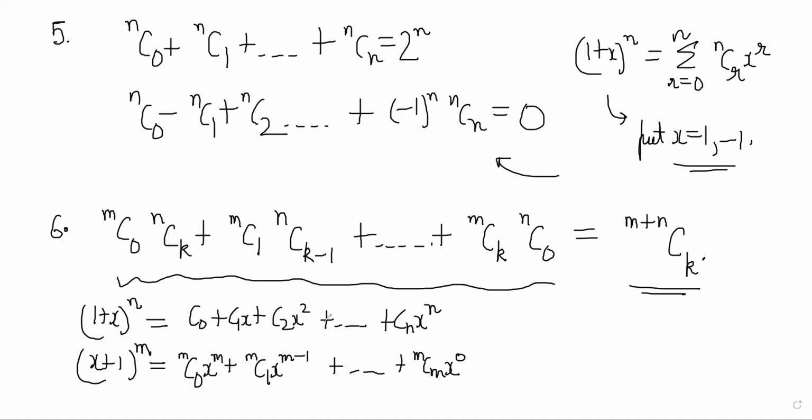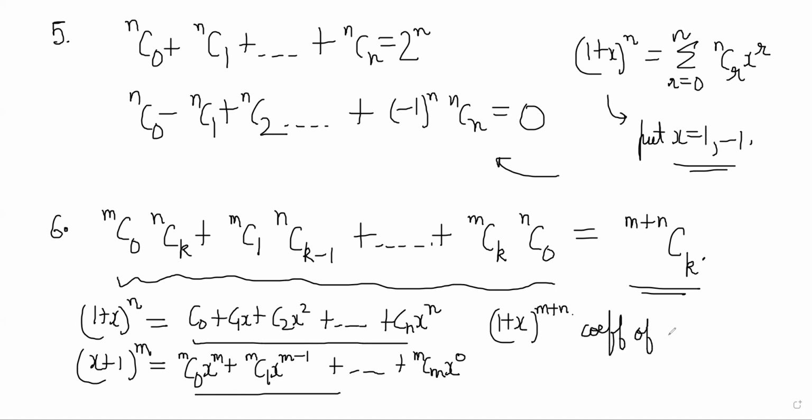0, right? If you multiply the two series together, you will get (1 plus x) power m plus n, and you will have to do the product of these two series and check the coefficient of x power k on both sides. Coefficient of x power k from here is simply (m plus n) Ck, and coefficient of x power k here will be the product of C0 and Ck here. Actually, I should have taken this as m and this as n, and then you would get the series. So just check it out.